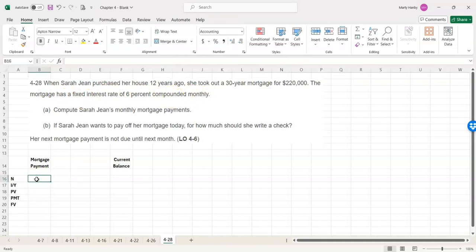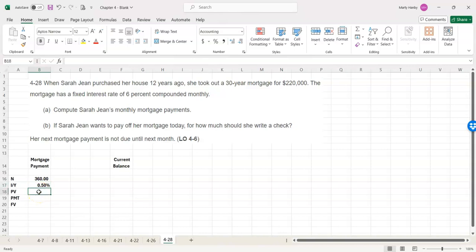So the first thing to do is calculate the mortgage. So what's your mortgage payment? We do equals 30 years monthly. So 30 times 12, 360. The IY is 6%, 0.06 divided by 12. And I'll hit the percent key and add a couple of zeros, so 0.5% per month.